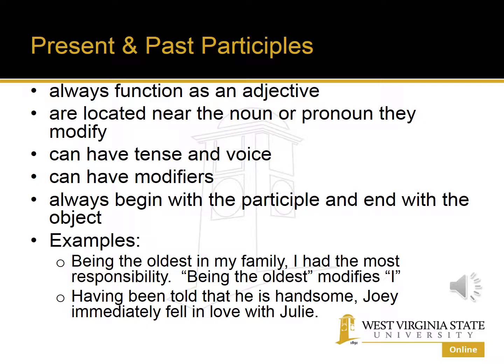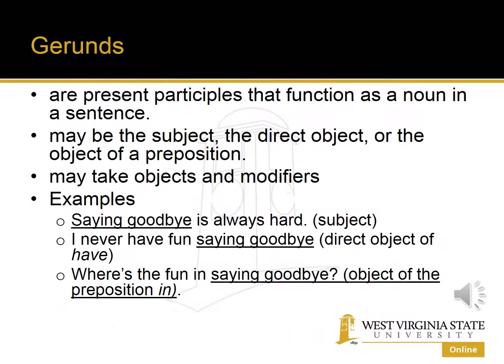So one way to fix that would be to identify the subject. Who is driving? So: Driving down the highway, I got a fright when the car started to overheat. Then it's clear I is the person who is driving down the highway. So that's something that you definitely have to look out for when you're using present and past participles as adjectival modifiers. All right, we have one more topic to discuss, and that's gerund phrases.